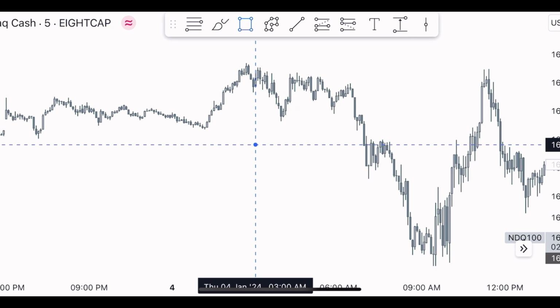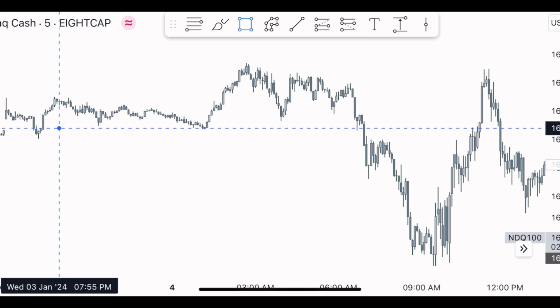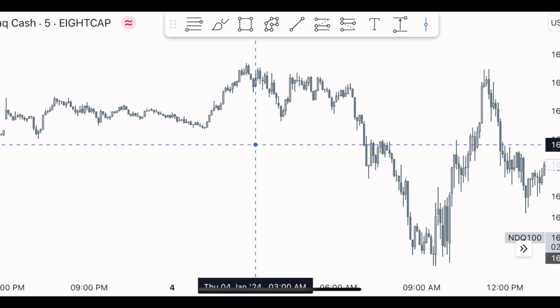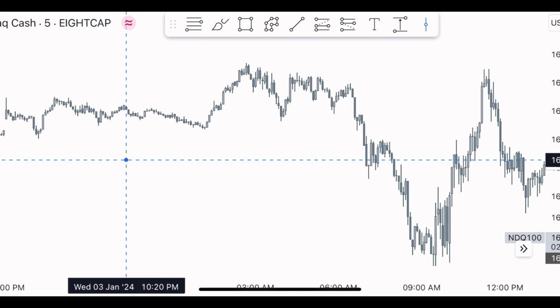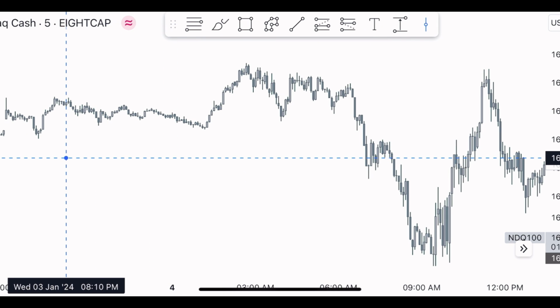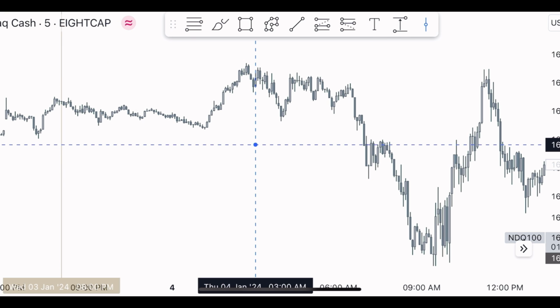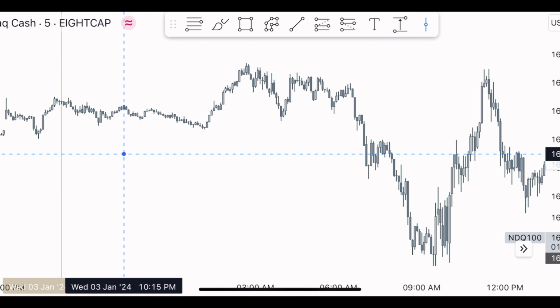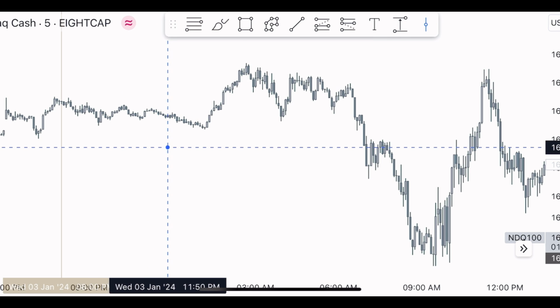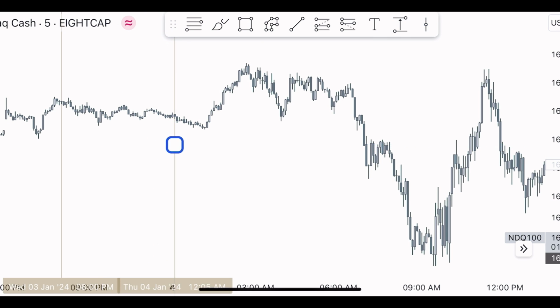The first thing in this strategy that you need is consolidation in the Asian session. Okay, Asian kill zone. Now where is the Asian kill zone? The Asian kill zone starts from 8 p.m. New York time and it ranges to 12 a.m. New York time. Okay, this is your 12 a.m.